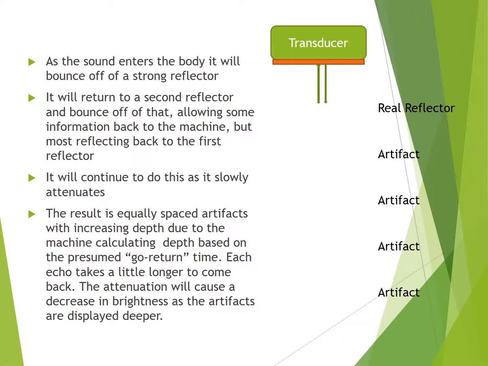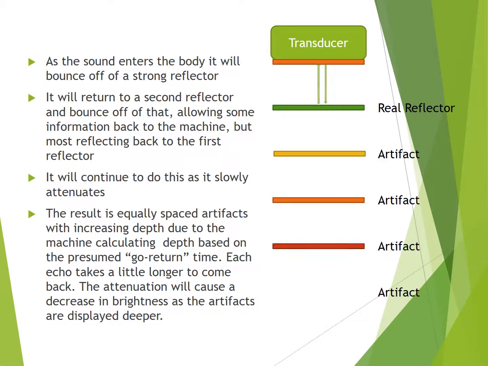So again, as the sound enters the body, it'll bounce off of a strong reflector. It'll return to the second reflector and bounce off of that, allowing some information back to the machine, but most of it reflecting back to the first reflector. This is going to continue as it slowly attenuates. The result of this bouncing back and forth of the sound is equally spaced artifacts with increasing depth due to the machine calculating that depth based on the presumed go-return time. As each echo takes a little bit longer to come back, the machine thinks that it's a little bit deeper. Eventually the attenuation will cause a decrease in the brightness as the artifacts are displayed deeper.